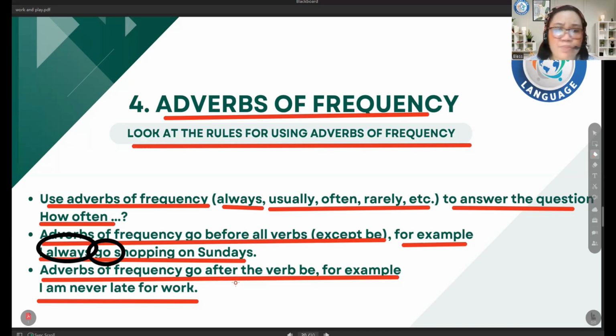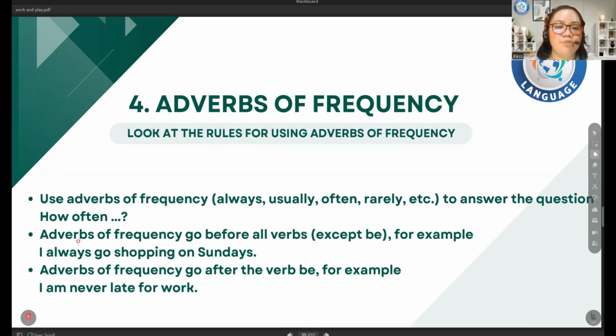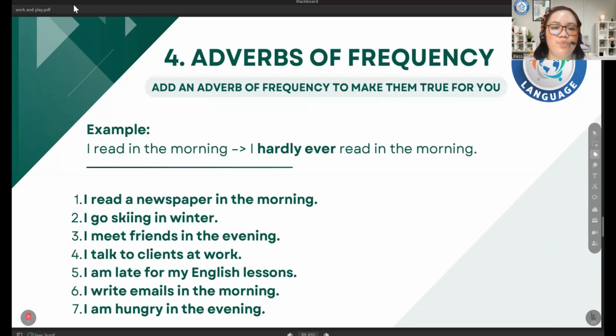Also, we have some things to remember. First is that adverbs of frequency go before all verbs except be. And also, adverbs of frequency go after the verb be. So it's very important. Now, let us go to this one.